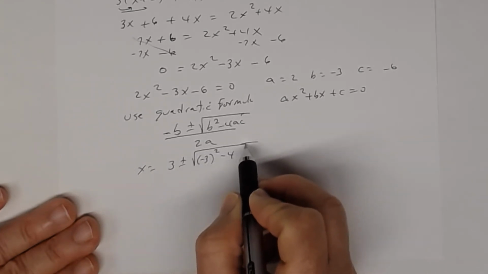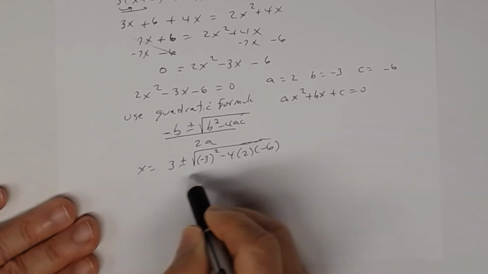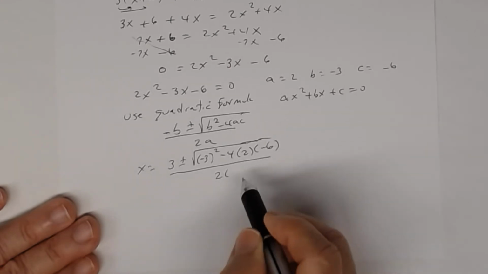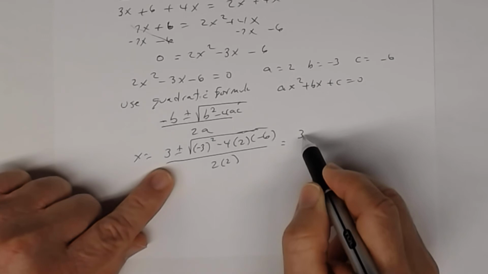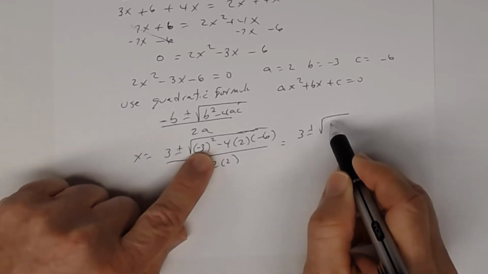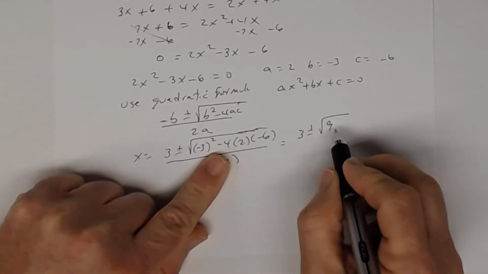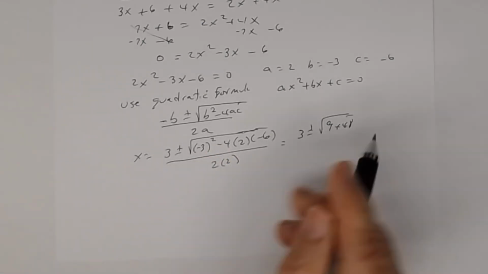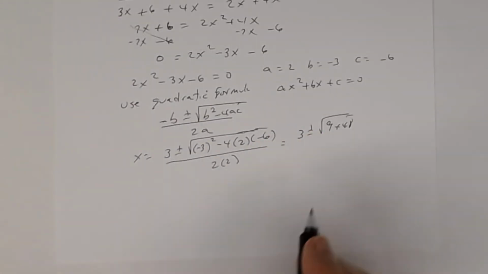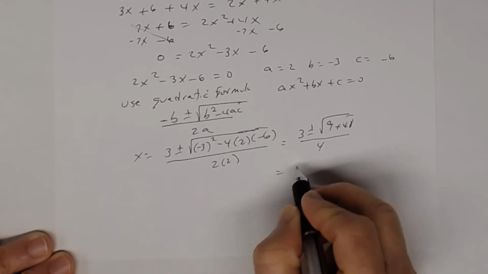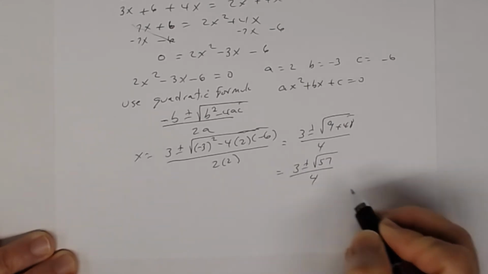Minus 4 times a, which is 2, times c, which is negative 6, all divided by 2 times a, and a is 2. Equal 3 plus or minus the square root of negative 3 squared, which is 9. Negative 4 times 2 times negative 6 is a positive 48. And that should look familiar, right? From here. 9 plus 48, that's what you see here, all divided by 4. So that's 3 plus or minus the square root of 57 divided by 4.